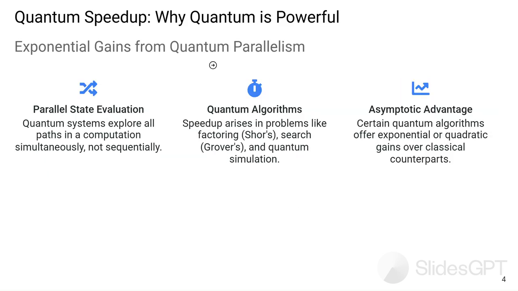So, why do we care about this? Because of the quantum speedup, quantum computers can evaluate multiple solutions simultaneously. Shor's algorithm, for example, factors large integers exponentially faster than any classical algorithm, posing a threat to modern encryption. Grover's algorithm speeds up search tasks. Quantum parallelism allows us to explore solution spaces in fundamentally new ways, changing the game in optimization, cryptography, and beyond.